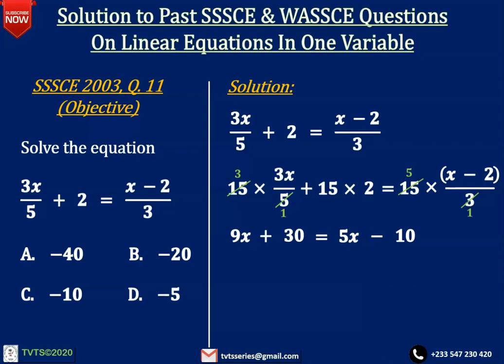Adding or subtracting like terms, we have 9x minus 5x to be 4x, and negative 10 minus 30 to be negative 40. Dividing both sides by 4, we have x to be negative 10. Therefore, option C is the correct answer.